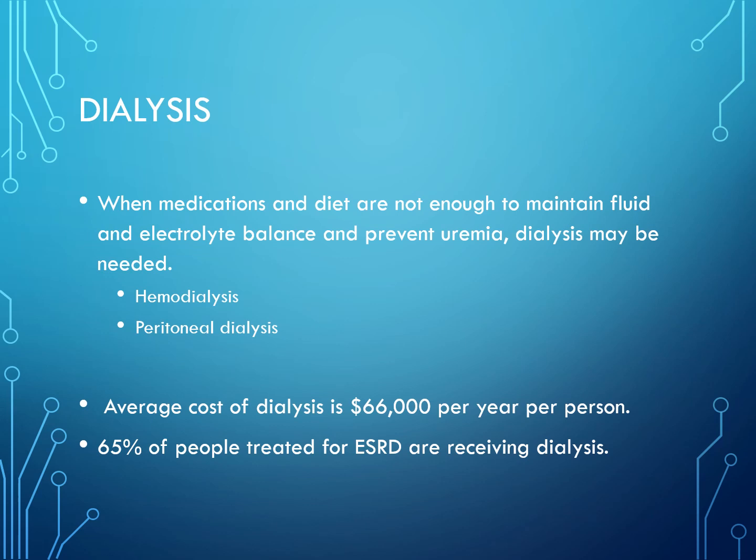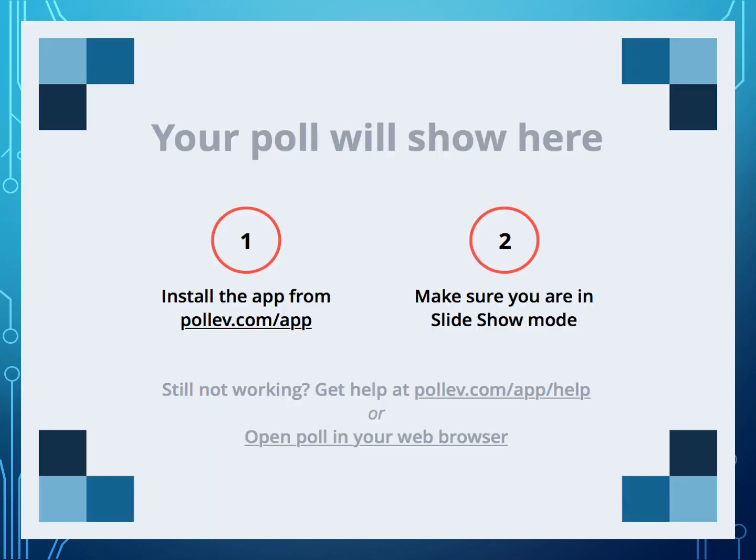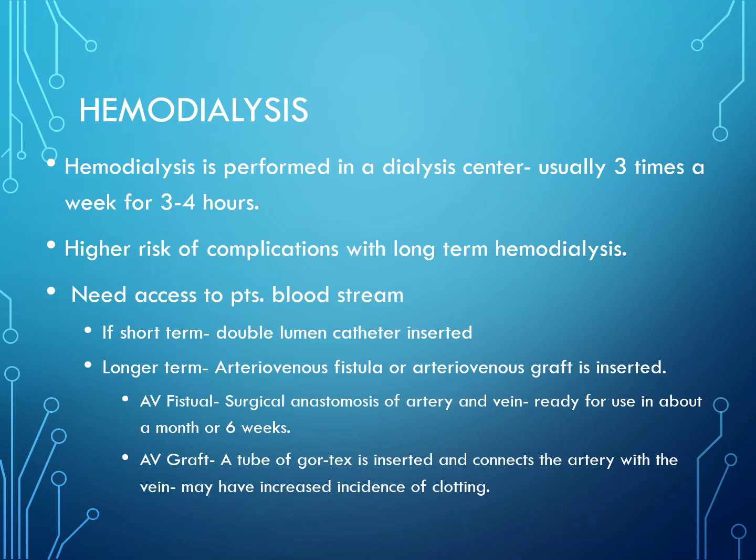And dialysis is used to remove fluid and waste that build up in the blood since the kidneys are unable to maintain. If they do need to have dialysis, hemodialysis is one form of dialysis that may be used. It's usually performed in a dialysis center 3 times a week for 3 to 4 or 5 hours. There's a higher risk of complications with long-term hemodialysis. You need to access the patient's bloodstream.